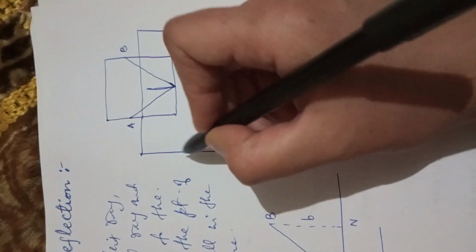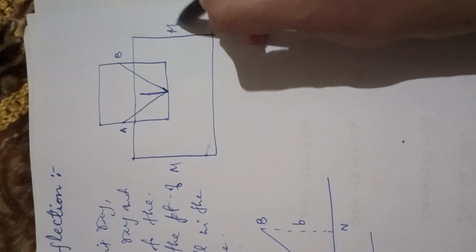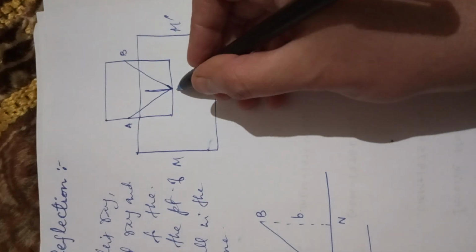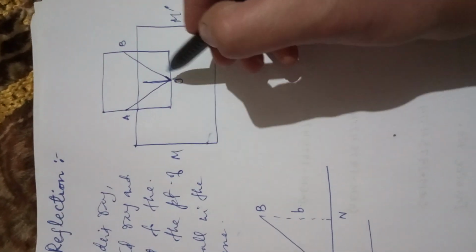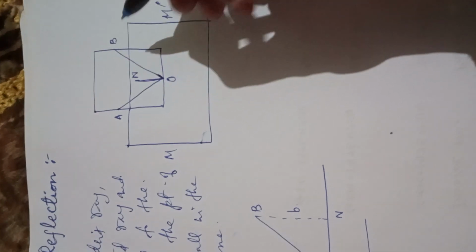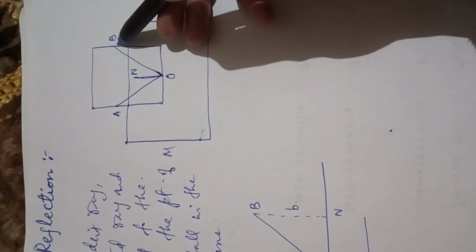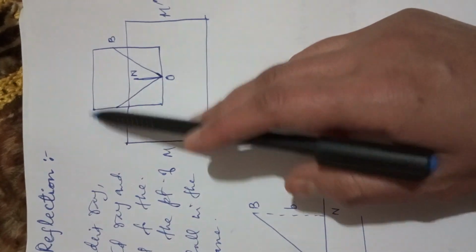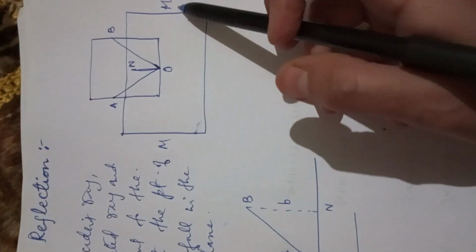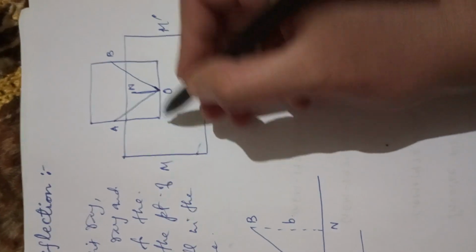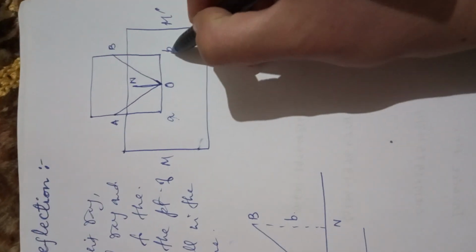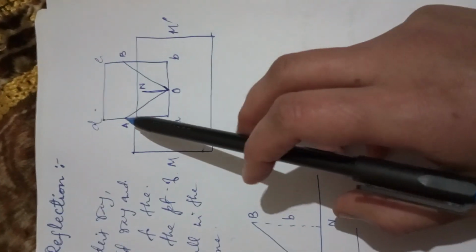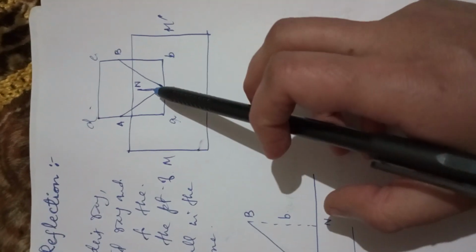Suppose I have a mirror by the name MM dash. This is the mirror, okay? And in this mirror, this AO, for example, is the incident ray, at the point O. At this point, I draw a normal to the surface. This is N, and this ray gets reflected along OB. Now, I can assess that AO, OB, and normal, they all fall in the same plane, a plane which is perpendicular to the plane of this mirror MM dash. Suppose the name of the plane is ABCD.